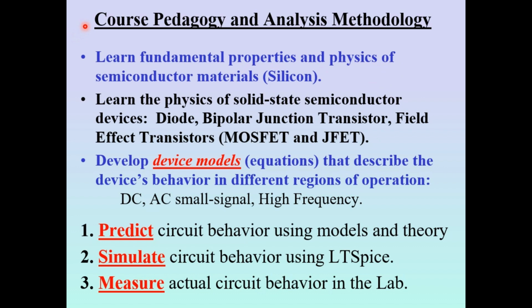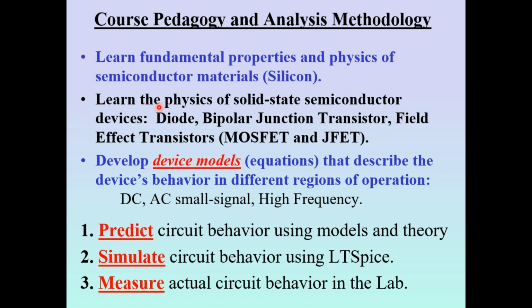So the style of the course and the methodology of how we're going to approach this is to begin by learning the fundamental properties and physics of semiconductor materials. And we're going to focus on silicon, since that's the most important semiconductor material. So we will first learn the physics of solid-state semiconductor devices. Again, those devices are the diode, the bipolar junction transistor, and the field effect transistors, the MOSFET and the JFET.